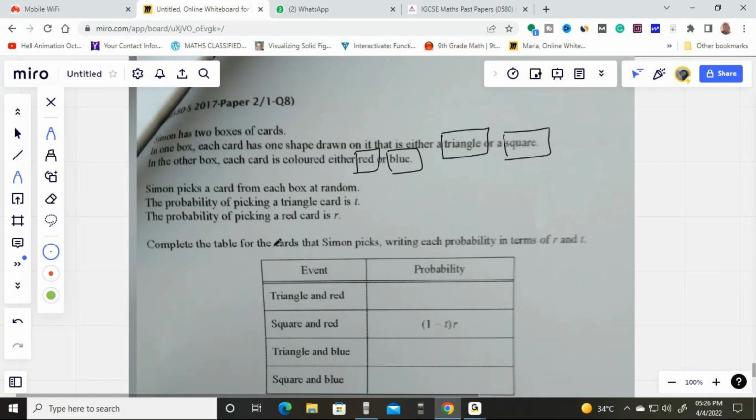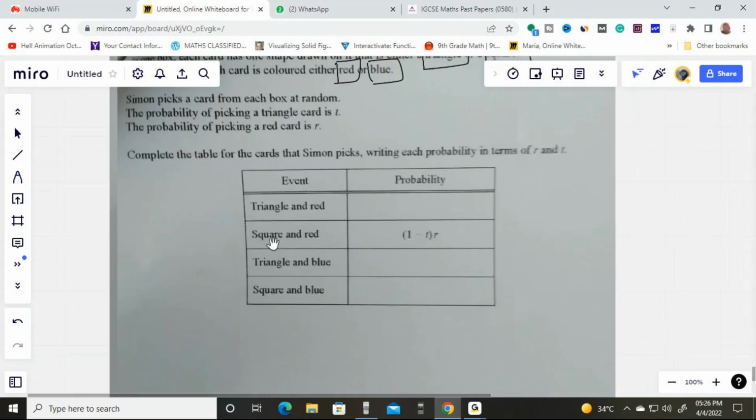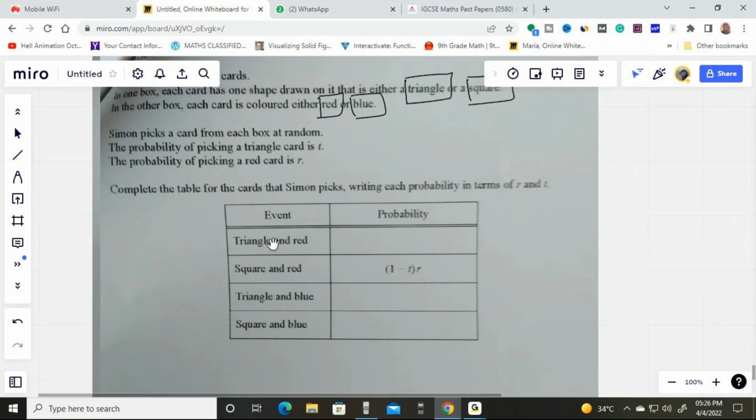Simon picks a card from each box at random. The probability of picking a triangle card is T, and the probability of picking a red card is R. Complete the table for the cards that Simon picks, writing each probability in terms of R and T.